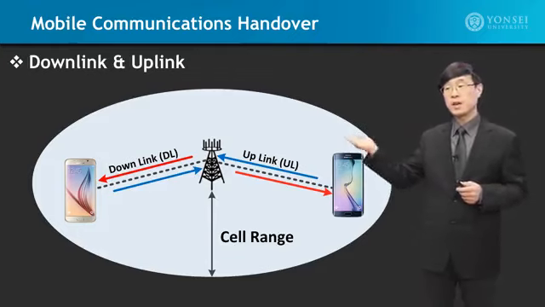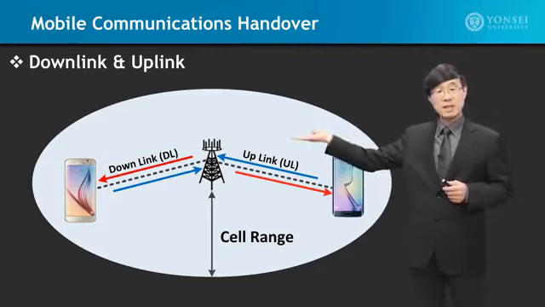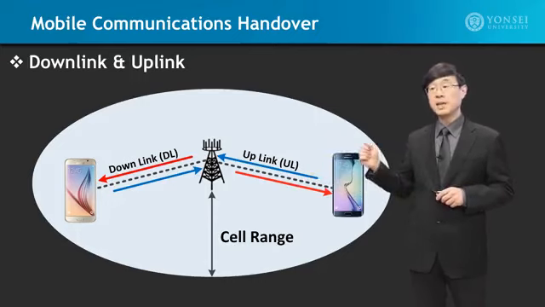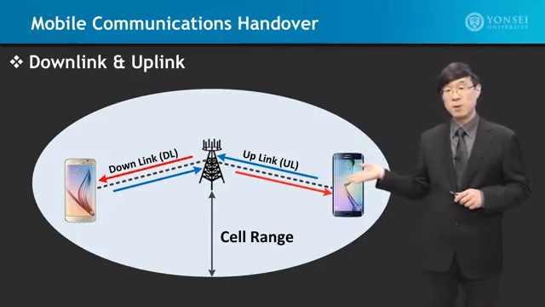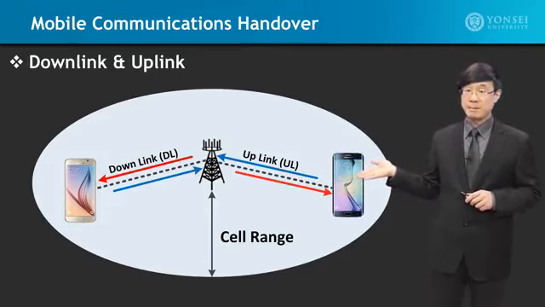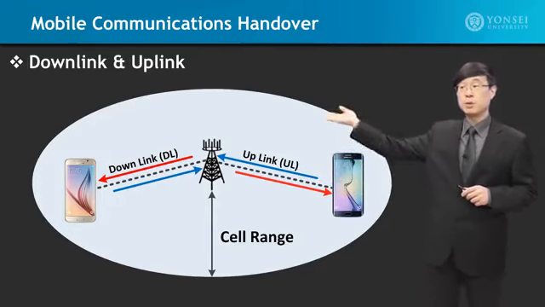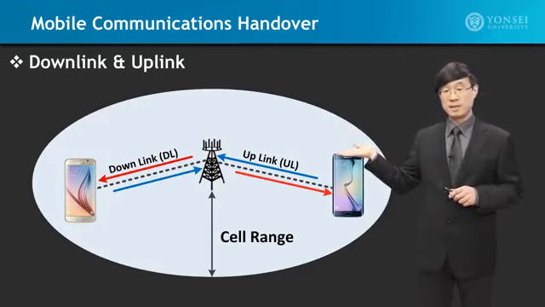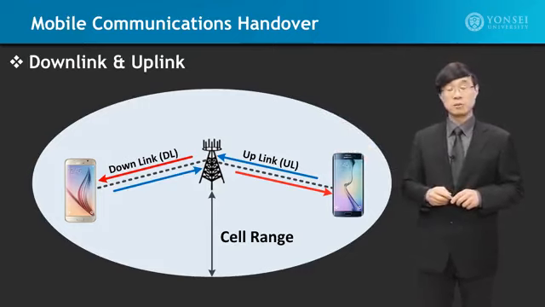So therefore, you can think of it this way, where downlink is from the base station to the mobile user, and uplink is from the mobile user's mobile phone or from a laptop, tablet, or other device up to the base station. And we will be using downlink and uplink in reference to this model right here.